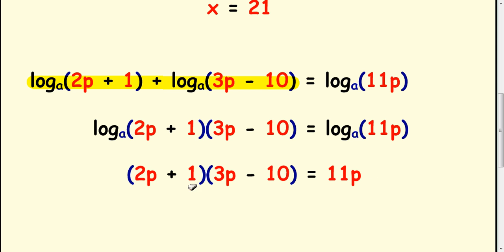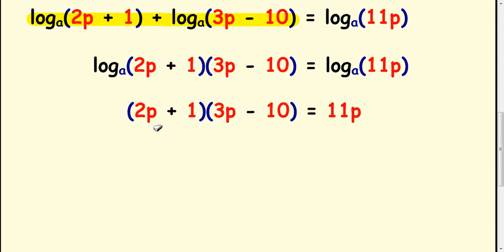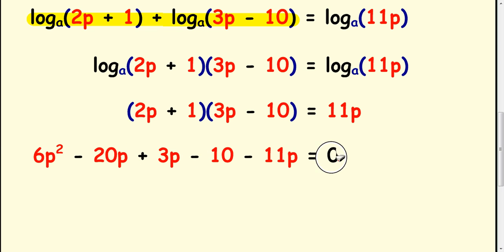And that's really what we're trying to do here again. We can just solve this using our algebra. So, multiply the brackets, and the technique I would use here is to get everything over one side and let it equal 0. So when I multiply the brackets, I get 6p squared plus 3p, take away 20p, take away 10, and then take away the 11p. So 6p squared, plus 3p, take away 20p, take away 10 because 1 times negative 10, and then take the 11p over the other side.